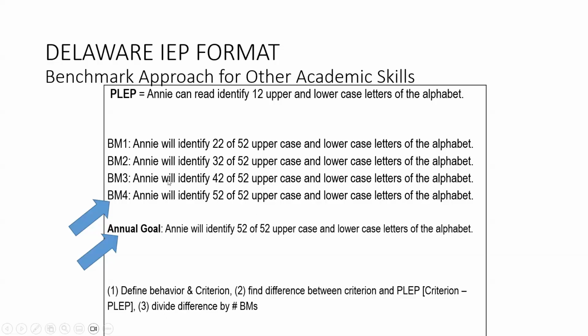We divide that difference by the number of benchmarks. We'll always use 4. 40 divided by 4 is 10. That's the number we're going to add to each benchmark. So we add 10 to the PLEP, we get 22. We add 10 to 22, 32, and so on until the last benchmark matches our goal.